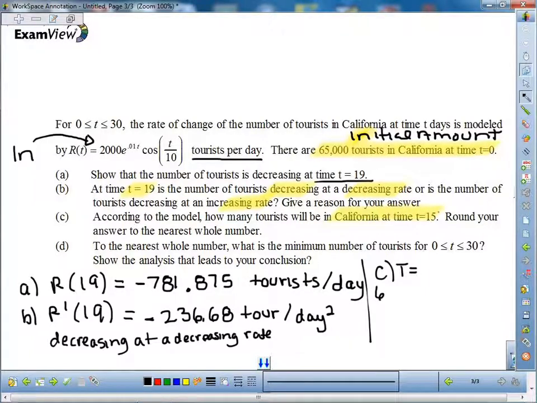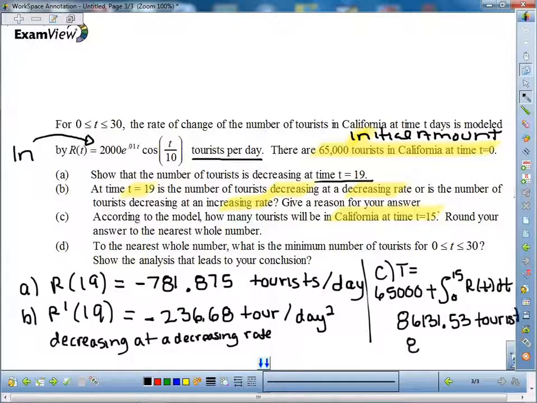For part C, we want to find the total number of tourists in California. The total number is going to be your initial, which is 65,000, plus how many tourists are coming in from 0 to 15. Again, using my calculator to calculate this out, I end up with 86,132 tourists that are coming into California.